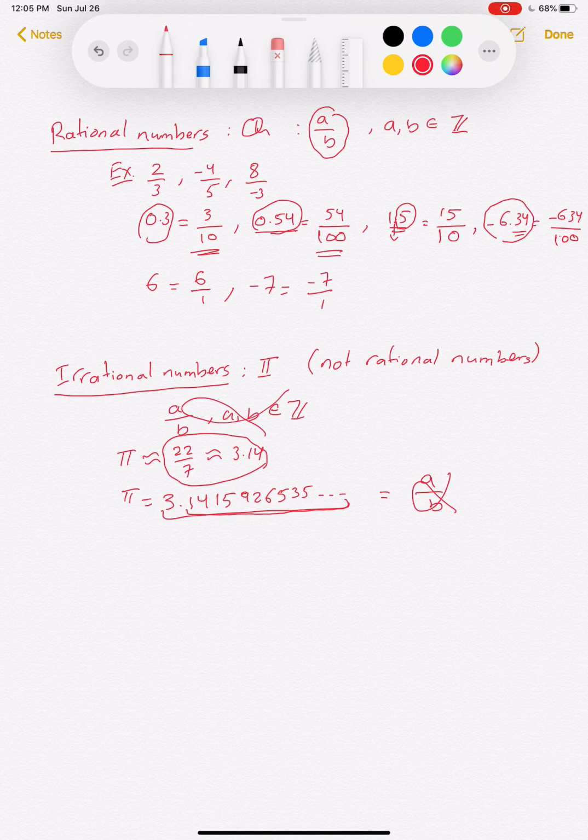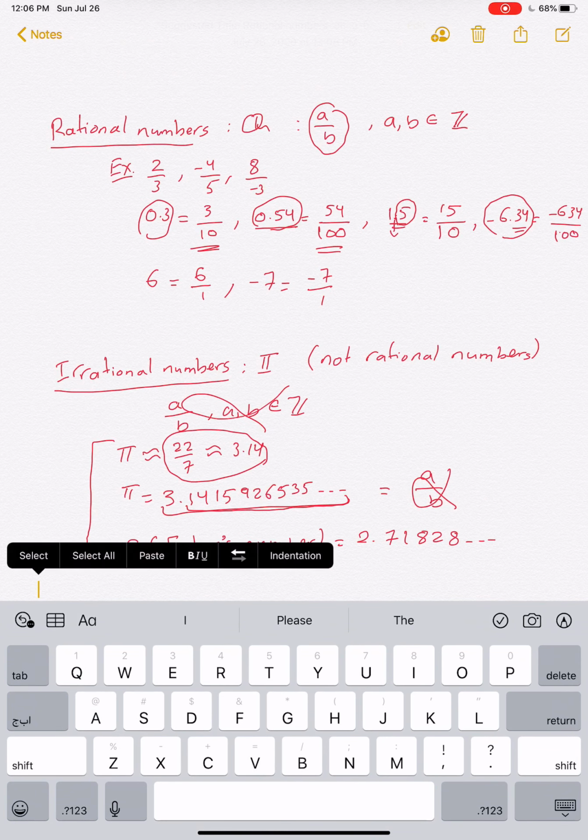Another example is Euler's number, E. I'll write it. Euler's number. Euler's number can be written as 2.71828, and it continues. It doesn't stop after the decimal point. So this one is another example of an irrational number. By the way, if you want me to explain pi and E in a separate video, please write me down in the comment box.